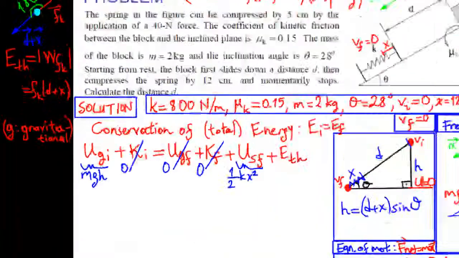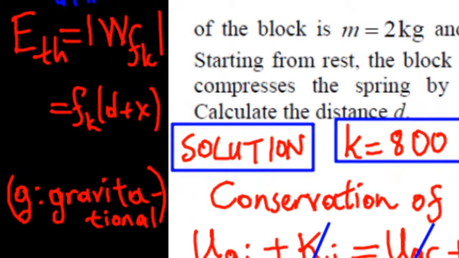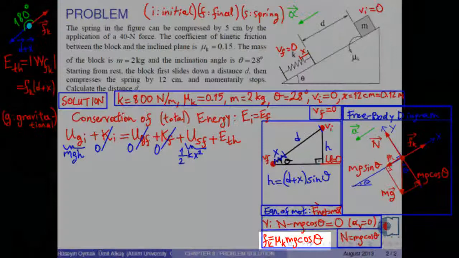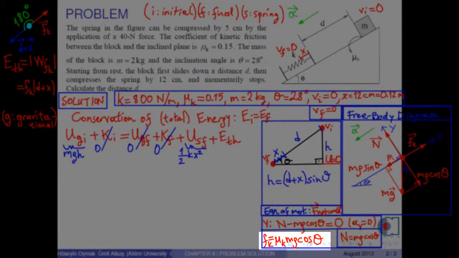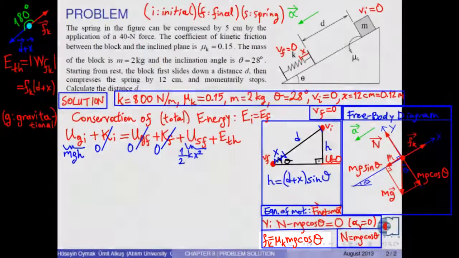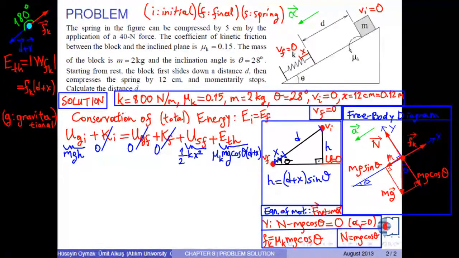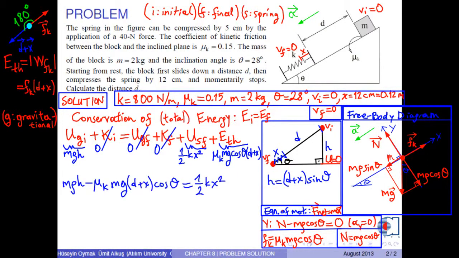Since the thermal energy is Fk times (d plus x), and Fk is mu k times m times g times cosine theta, we have the thermal energy as mu k times m times g times cosine theta times (d plus x). So, if we rearrange the formula, we obtain, from the right triangle in the figure, h equals (d plus x) times sine theta.